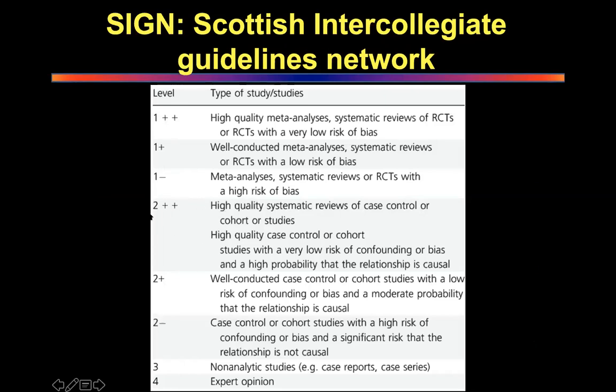For level 2 evidence, in addition to the level of bias, they have also spoken about the relationship being causal, which means A causes B. They have spoken about a high probability of the relationship being causal. The 2+ is a moderate probability of the relationship being causal. So the bias is still there, but they're talking about the causal relationship. And the third one is a risk that the relationship is not causal. That means A is not causing B.